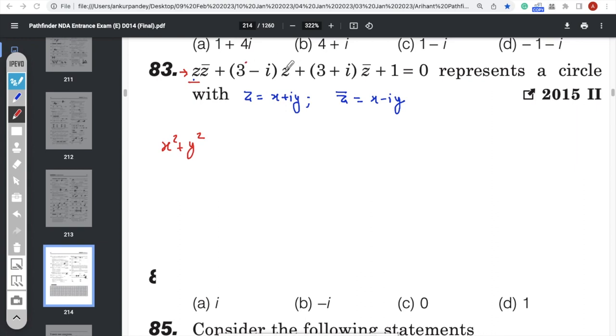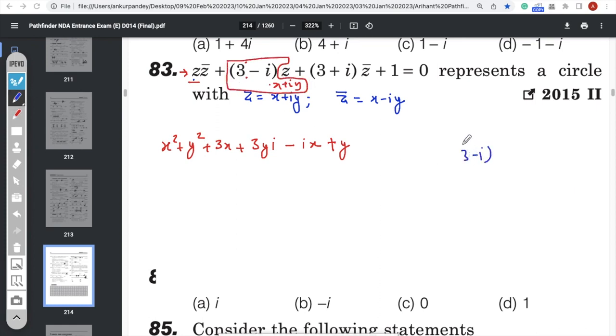3 instead of z, x plus iy. So 3 into x plus 3y into i, minus i into x, minus i into i is minus 1 y. Clear? Yes, sir. No, sir. How will you solve 3 minus i into this, sir? See.